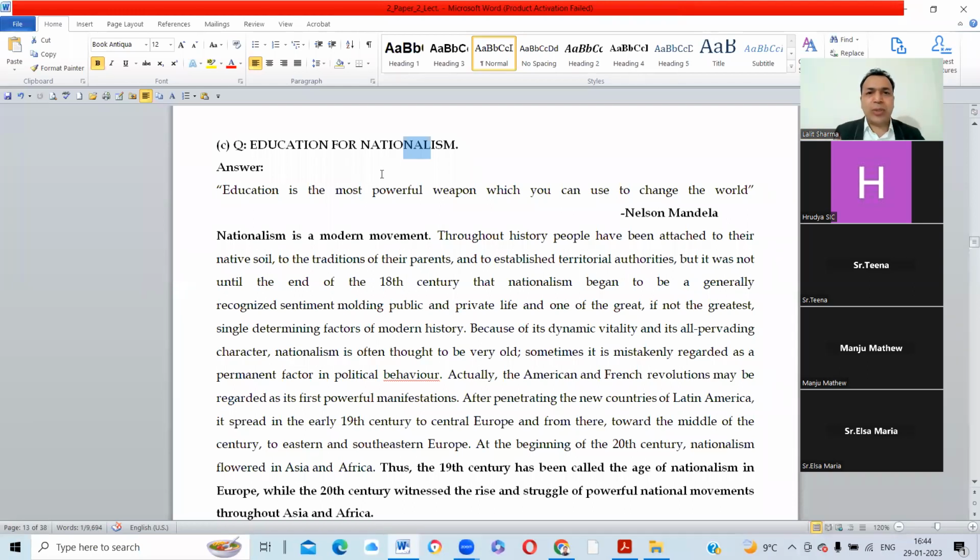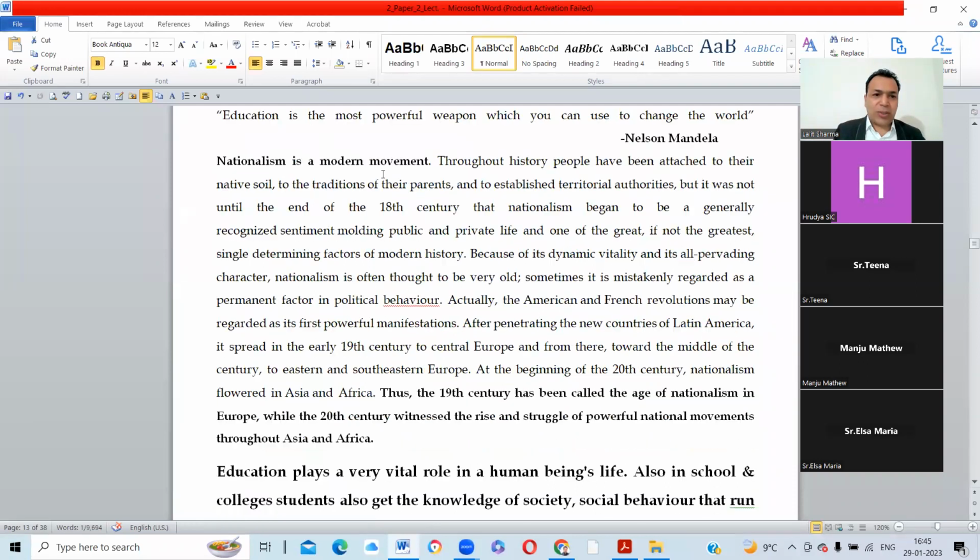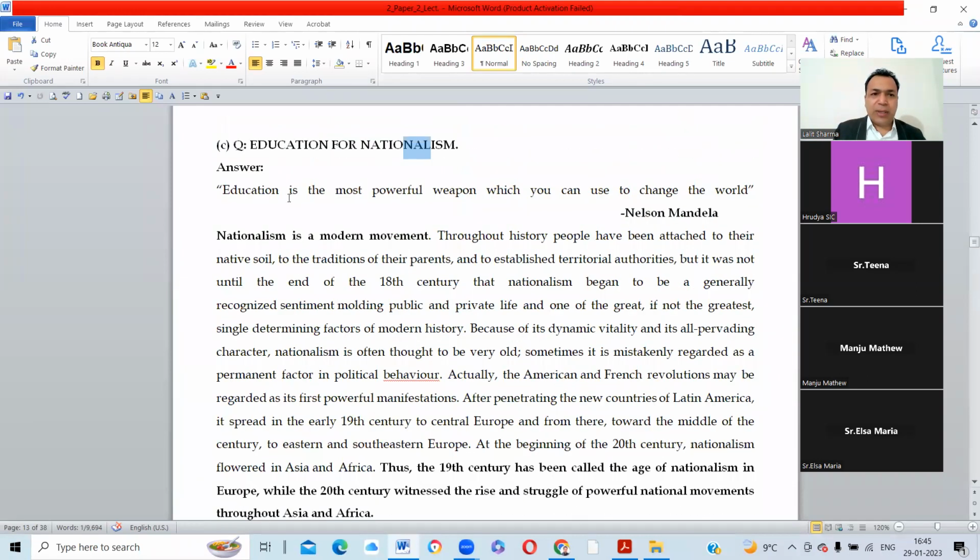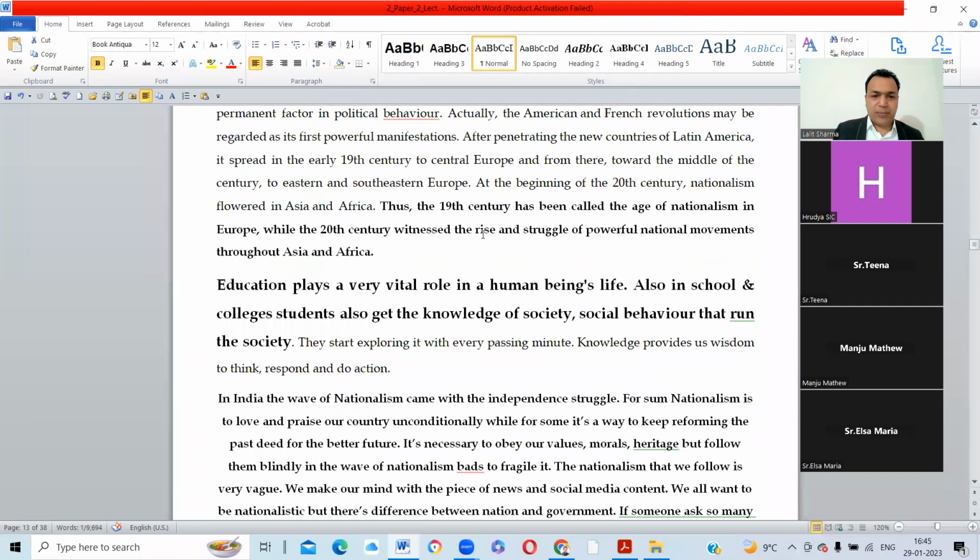What is education? Education is the third eye of a man. Education will tell you what the meaning of nationalism actually is, right? So this is all regarding education for nationalism, right?